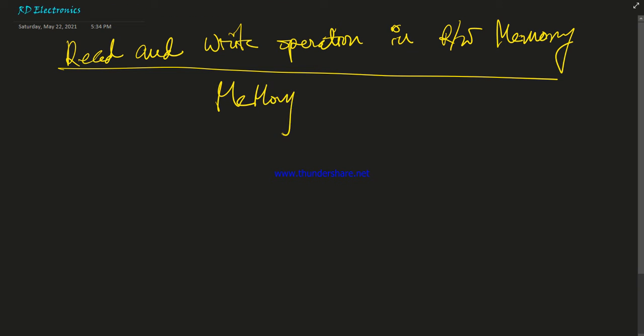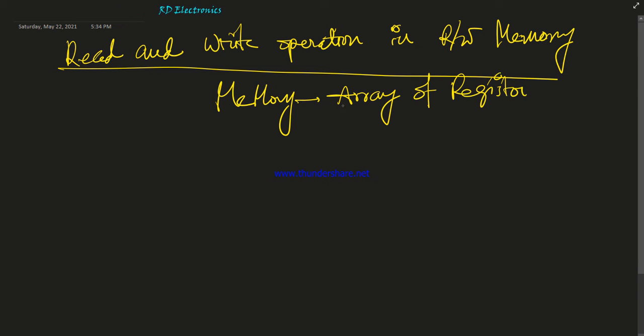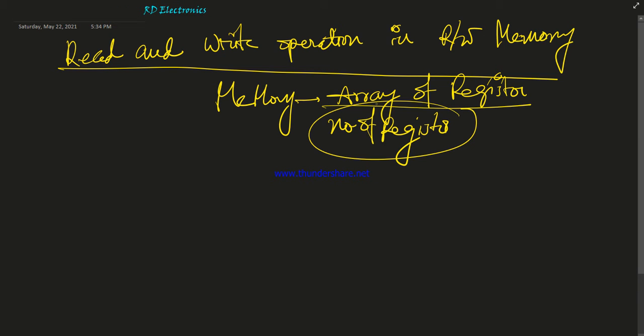Basically memory is an array of registers. This is the first thing, okay? So array of registers means the number of registers, and the number of registers determines the size of the memory, okay?